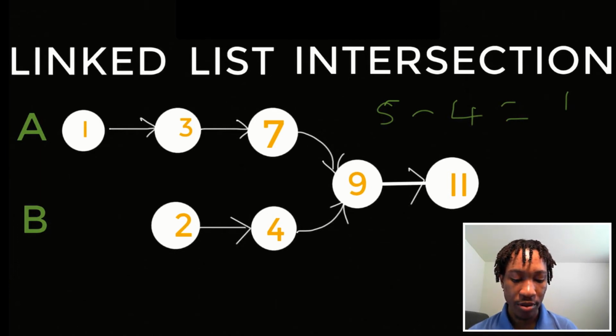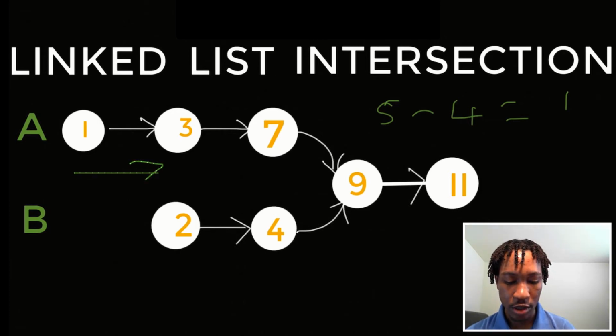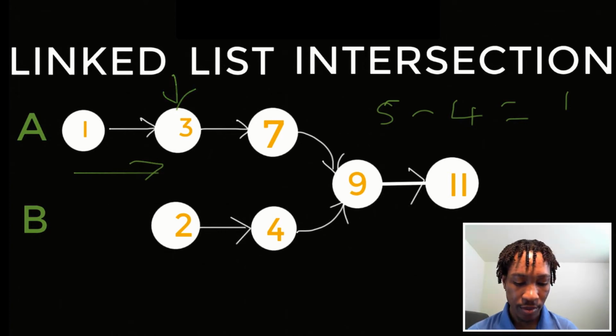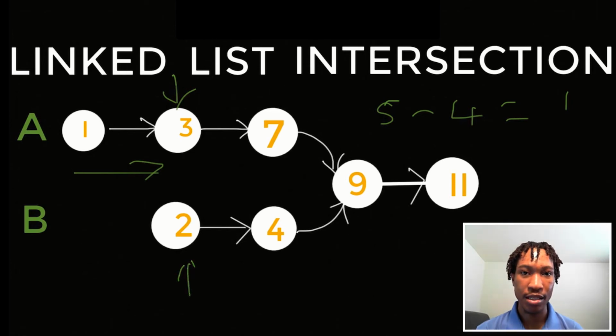So we move the pointer of linked list A one node in front. So now the pointer of linked list A is here. And then we get to the pointer for linked list B. We move it to the head of linked list B since it's the shorter list. And then we traverse both lists in tandem until we get to a point where they overlap. So we're at 3. Is 3 equal to 2? No, it's not.